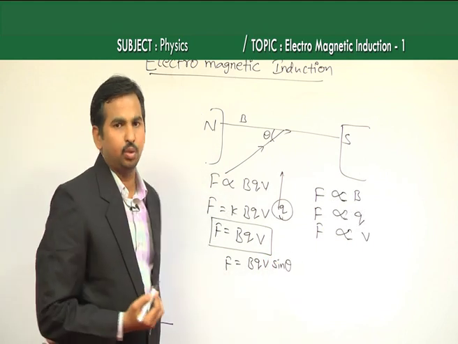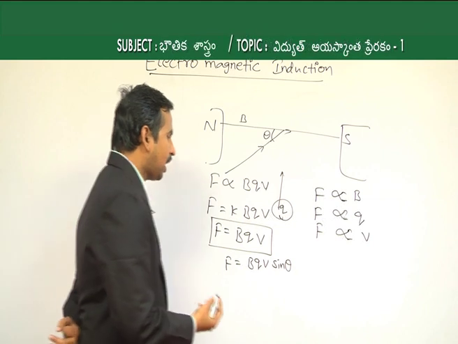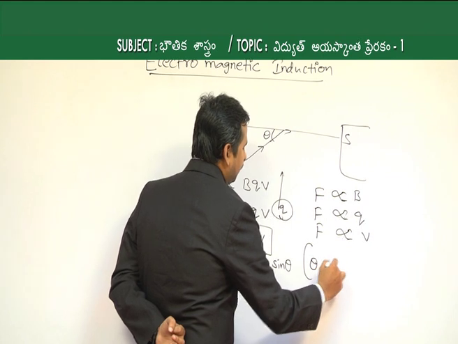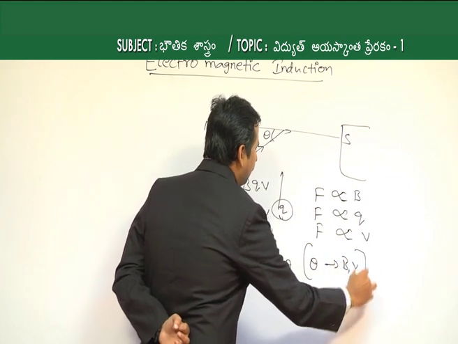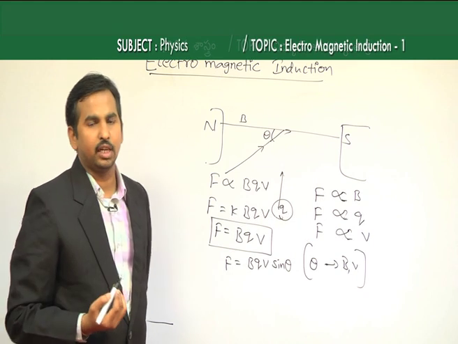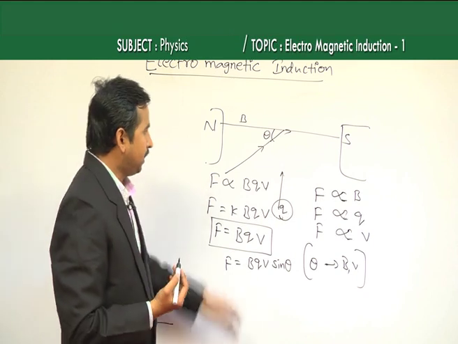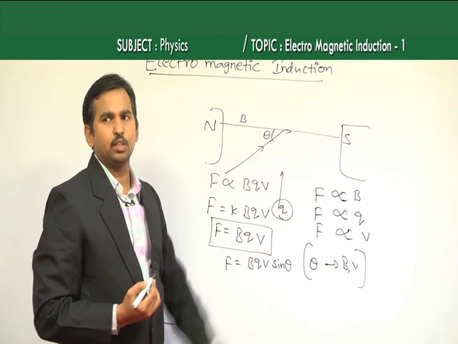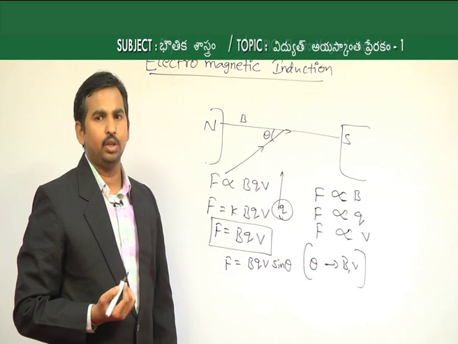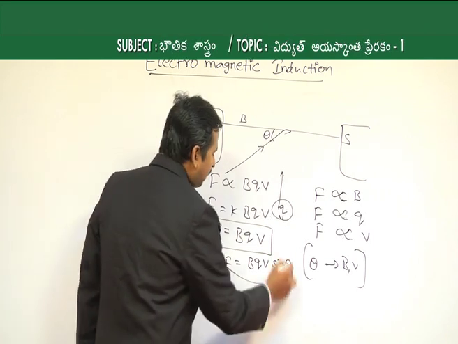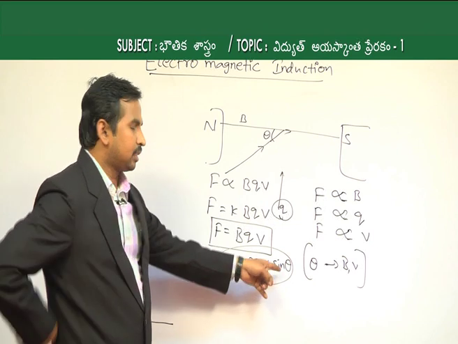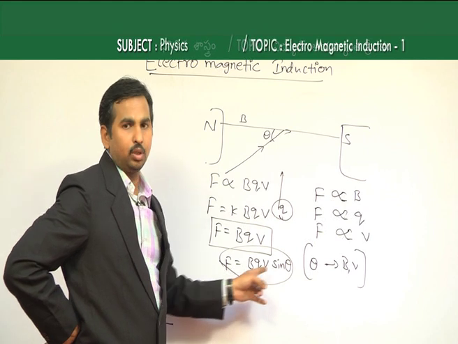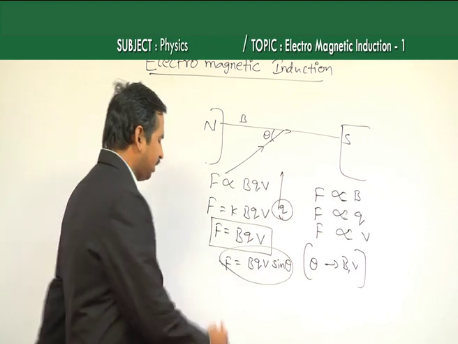That is, F is equal to B Q V sin theta, where theta is the angle between B and V, where B is the magnetic field strength and V is the velocity, in which direction the charge is coming and in which direction the magnetic field is present. As you are coming perpendicular, sin 90 is 1. So here F is equal to B Q V, which is the maximum force we are having.